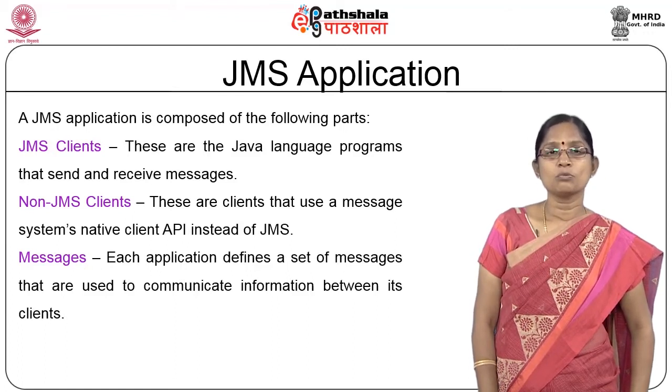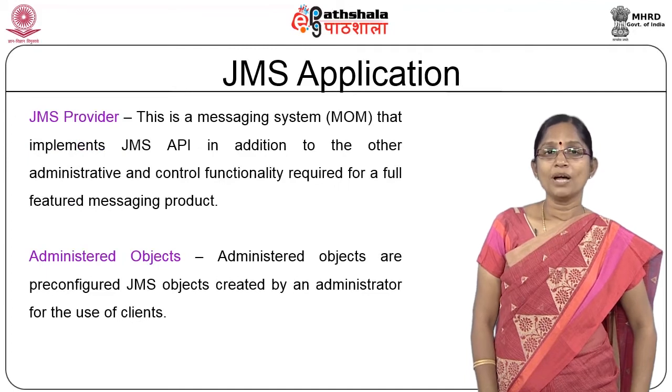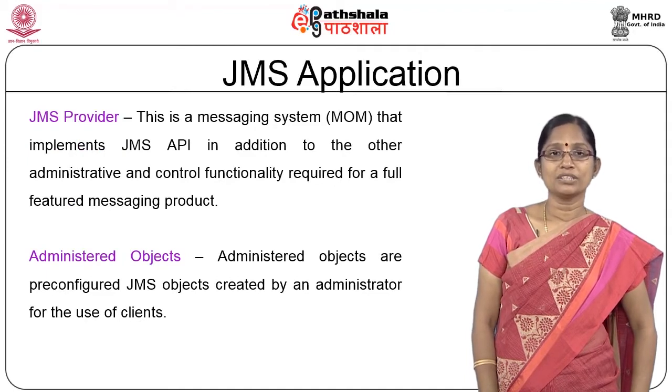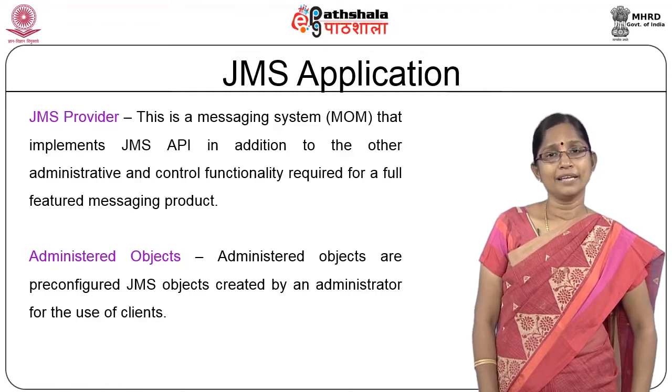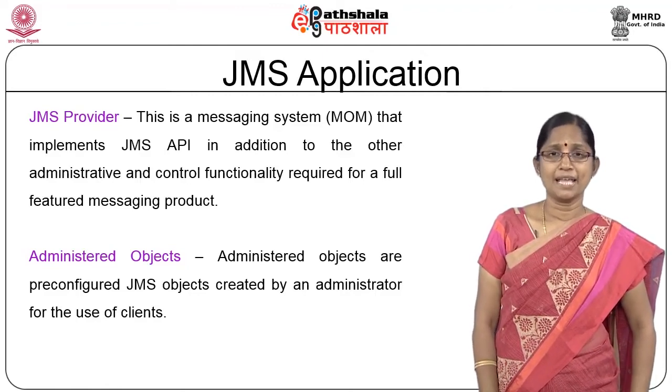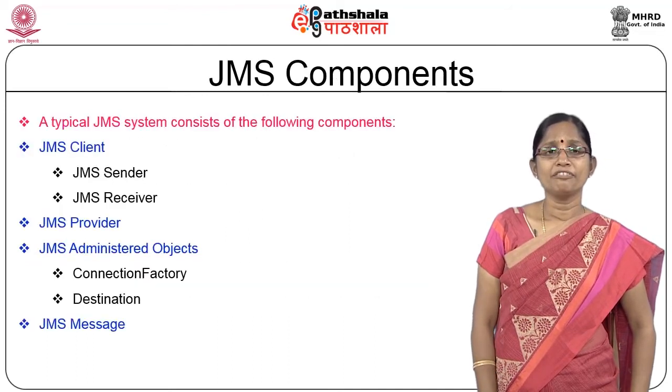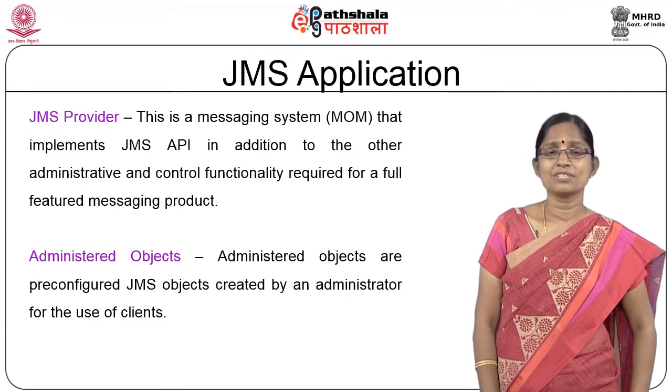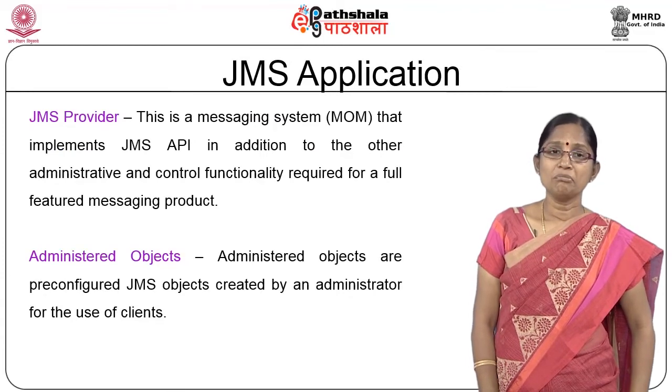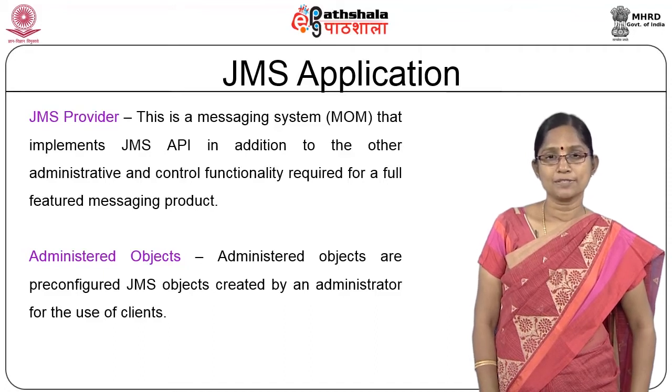Now, messages, this is what gets communicated between the publishers and subscribers. Each application defines a set of messages and this is used to communicate information between the clients. Now, provider is there and consumer is there. First, let us look at the JMS provider. Provider is again a messaging system. It implements the JMS API in addition to other administrative and control functionality. Apart from the JMS provider, we have some administered objects also. Administered objects are pre-configured JMS objects. These are created by the administrator for the use of clients.